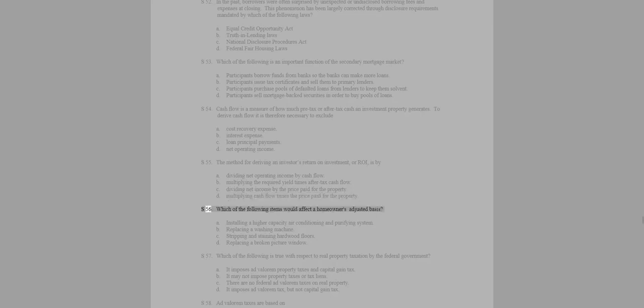S56. Which of the following items would affect a homeowner's adjusted basis? A. Installing a higher capacity air conditioning and purifying system. B. Replacing a washing machine. C. Stripping and staining hardwood floors. D. Replacing a broken picture window.